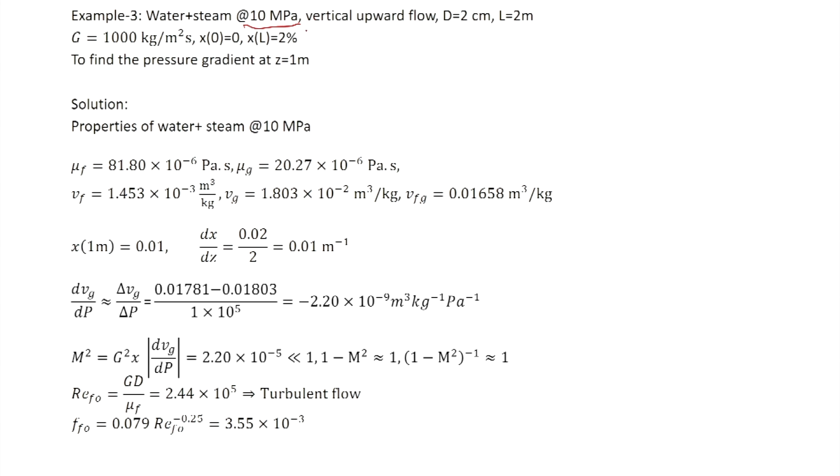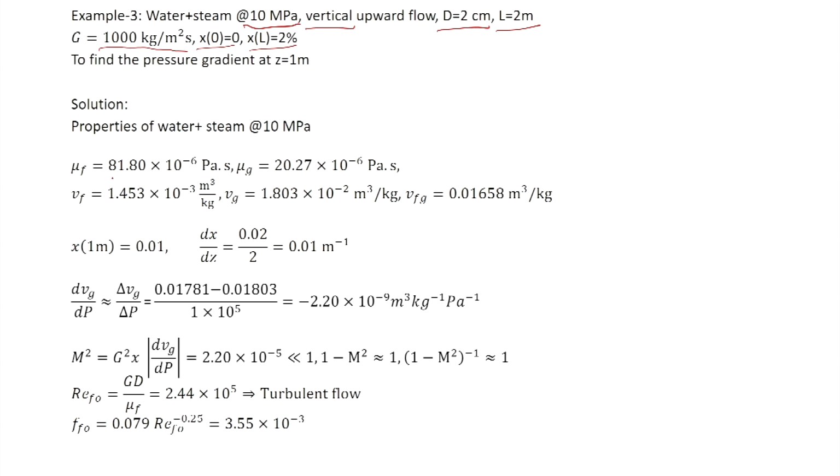and it is a vertical channel, diameter is 2 centimeter, length is 2 meter. Mass flux is the same as that in the previous example, 1000 kg per meter square second. Inlet and outlet qualities are also the same, 0 and 2%. Properties of water and steam at 10 megapascal are evaluated as follows.